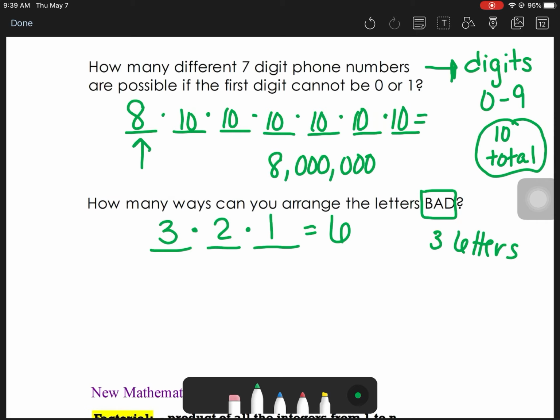Now, another thing that we have to remember before we move on is if I were talking about, say, letters in a password, if it asked you how many choices of letters, remember in our English system, there are 26 letters in the alphabet.